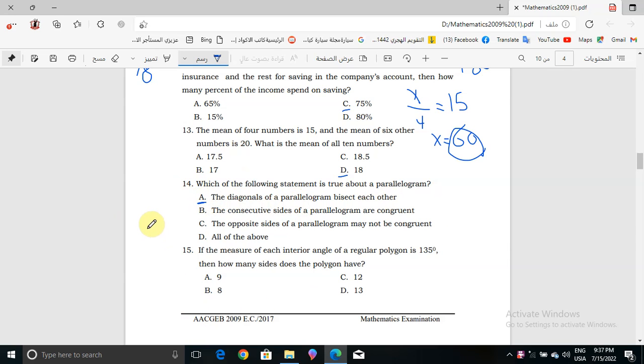Okay. Now question number 15: the measure of each interior angle of a regular polygon is 135 degrees. Then how many sides does the polygon have? Okay, what we have here, the formula is n minus 2 times 180 is equal to 135, right, over n. Then crisscross, you will get 180n minus 360 is equal to 135n.